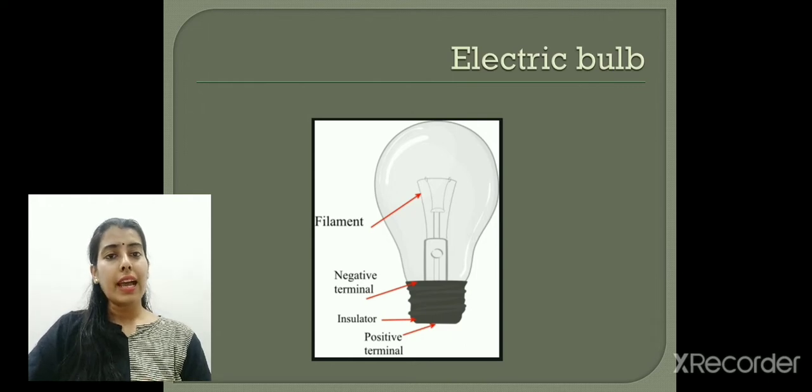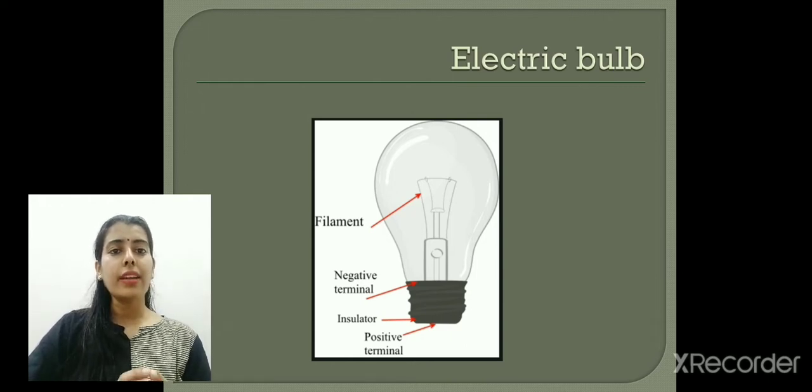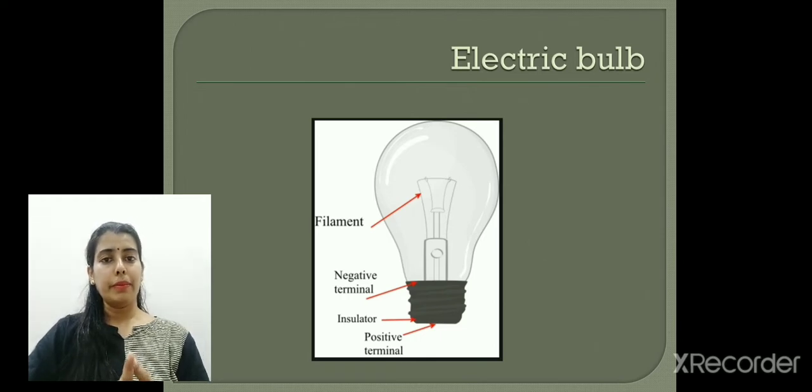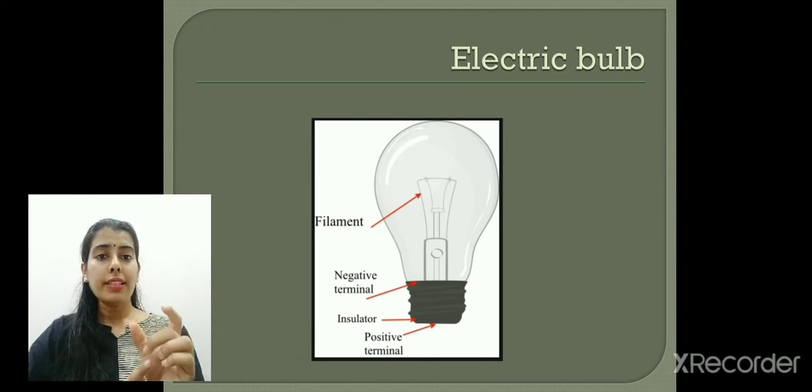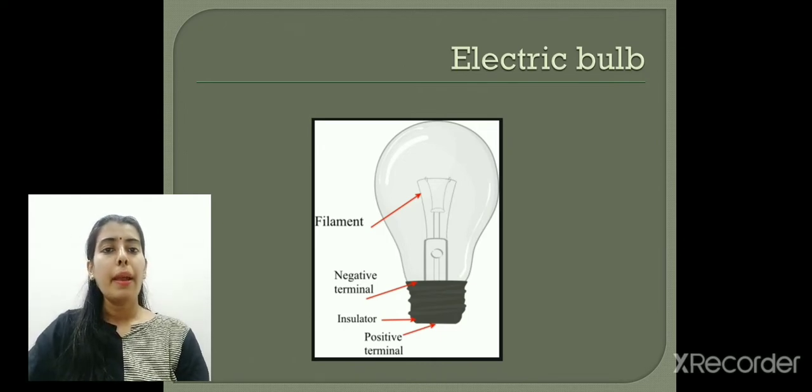It has a glass case. Now inside it a few wires are visible. And these wires have a thin filament made up of tungsten. A thin wire is there at the center which is called the filament, made up of tungsten. Why is tungsten used? Because tungsten has a very high melting point.